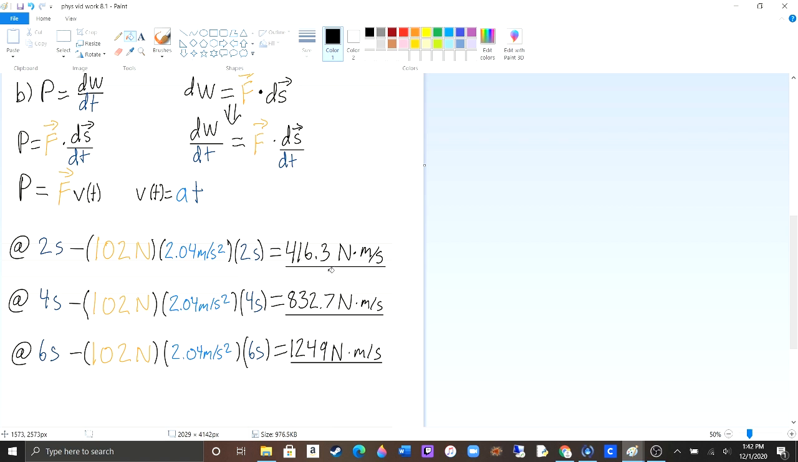So at 2 seconds, it will be 416.3 Newton meters per second. At 4 seconds, it'll be 832.7 Newton meters per second. And at 6 seconds, it'll be 1,249 Newton meters per second.